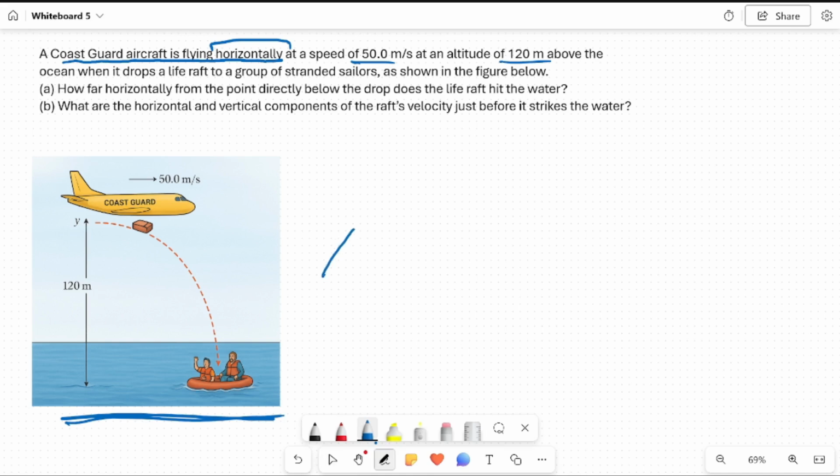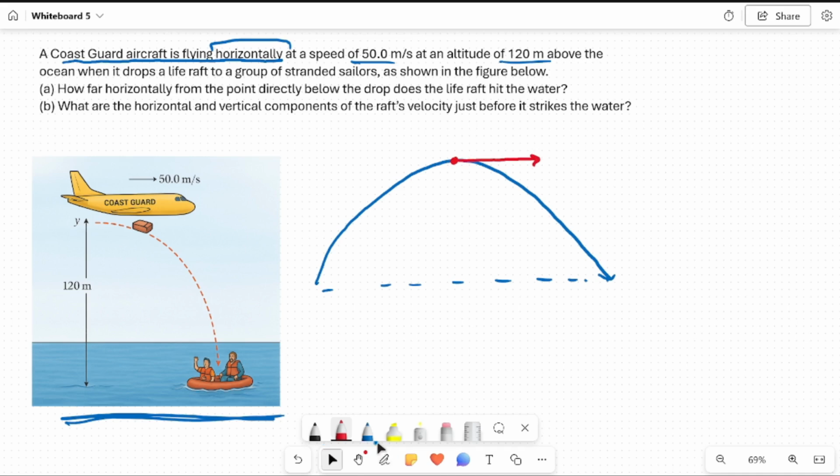The most basic projectile problem is one that, wow, that was horrifically bad. Let's see if we can't draw better than that. The most basic projectile is this. Wow, still not a whole lot better, right? The most basic projectile problem is when you've got a pretty simple parabola. And what's cool about this problem is it starts us at the very peak of the parabola.